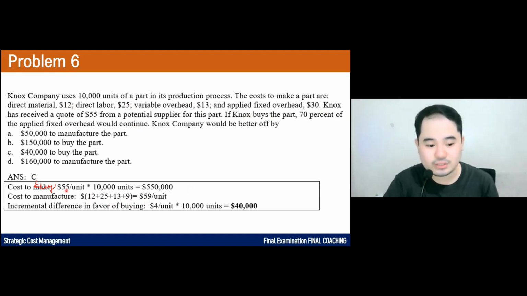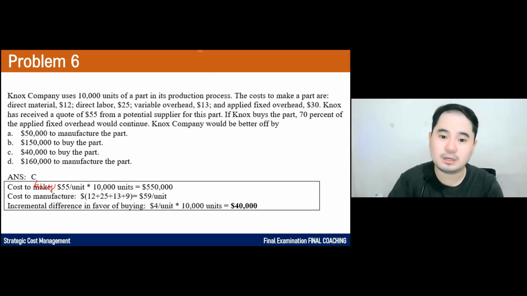So, 59 minus 55 is 4 times 10,000. You're better off by 40,000 in buying the part. Okay? Kasi mas mura mag-buy 55 because if you manufacture is 59. Okay? Any questions with this problem 6? Okay, ganun lang ha.